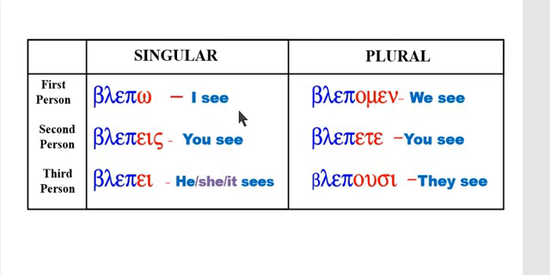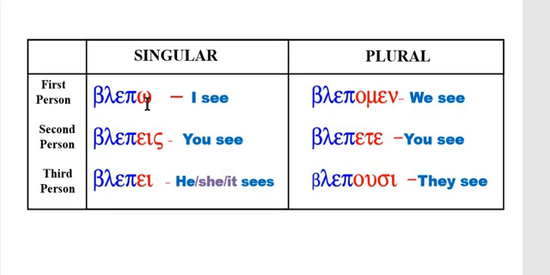Lembano, I take or I am taking. Lembanomen, we take or we are taking. Lembanes, you take or you are taking. Lembanete, you plural take or you are taking. Then lembanei, he takes or he is taking. Lembanusi, they are taking or they take.